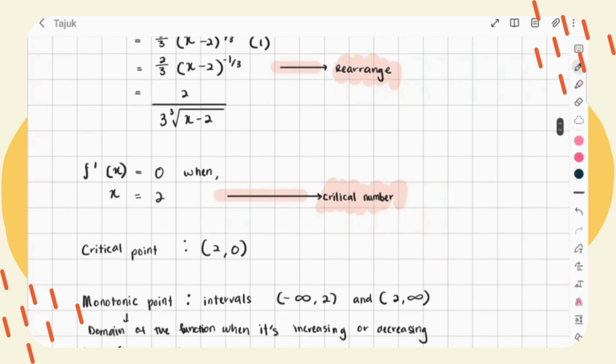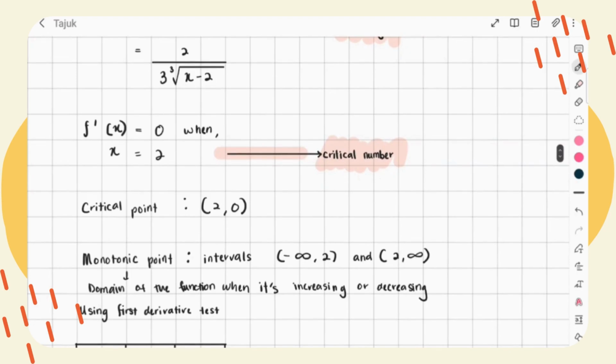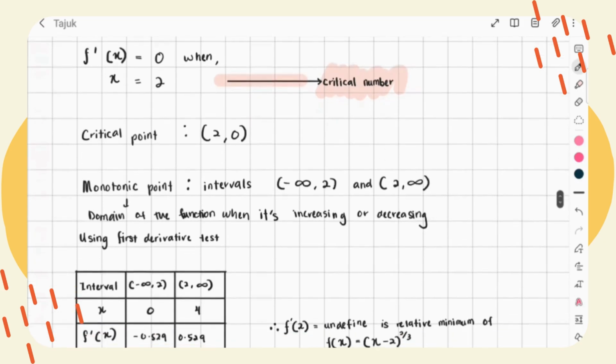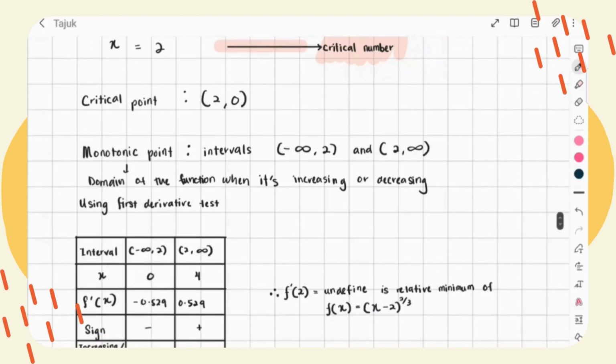Next, we want to find the critical number. So we need to make sure that f prime x is equal to 0, then we can get the value of x equal to 2. Here, the function is differentiable everywhere, but not differentiable when x is equal to 2. So the critical point is (2, 0). Next is monotonicity. Monotonic is the domain of a function when it's increasing or decreasing. So here we have two intervals, which are negative infinity to 2 and 2 to positive infinity.